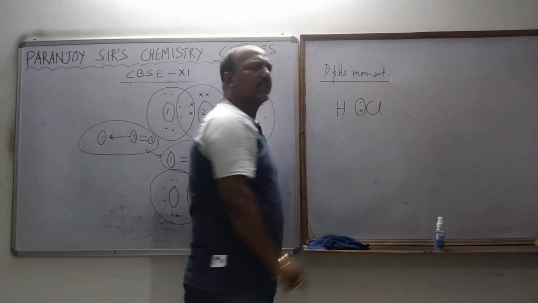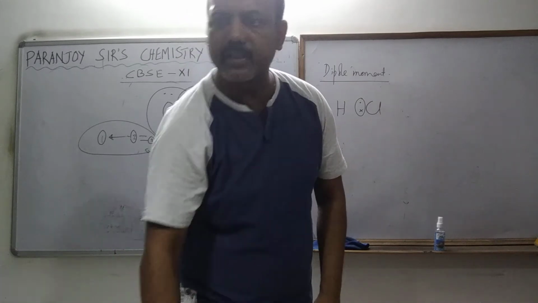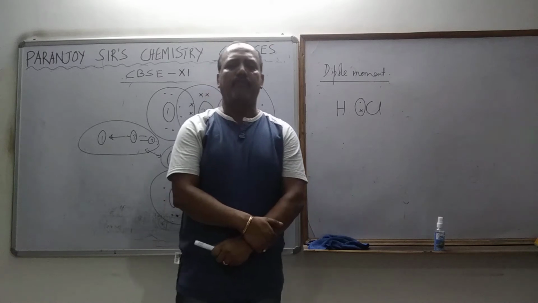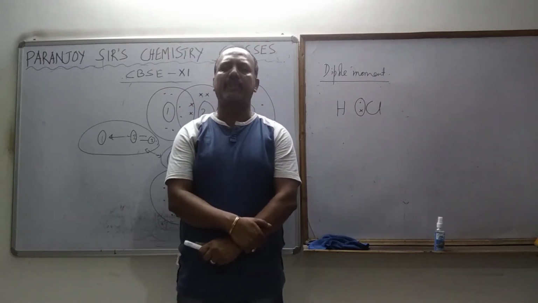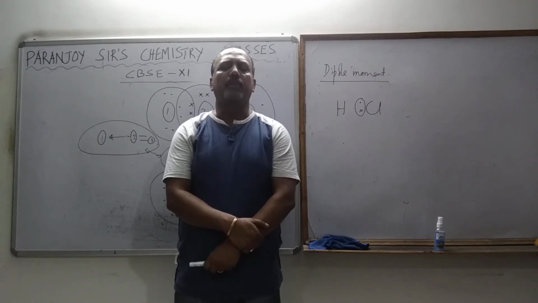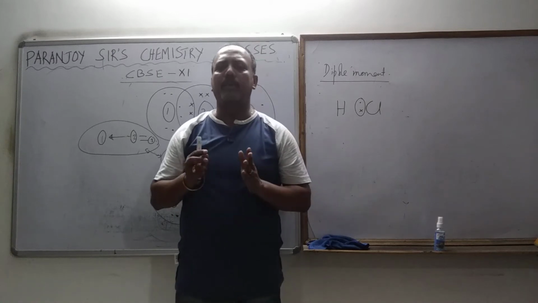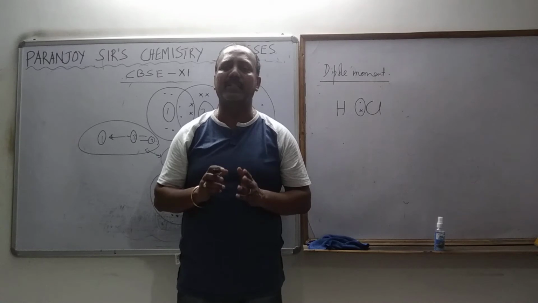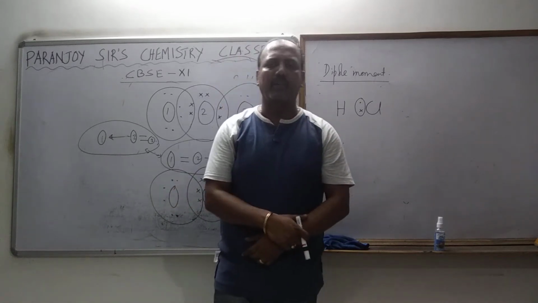Now the question is where this pair will be present, if the hydrogen and chlorine are sharing the electrons to form a bond. Will that pair of electron be present towards hydrogen, towards chlorine, or in the middle? That is determined by the factor called electronegativity, if you can remember. You had studied this.